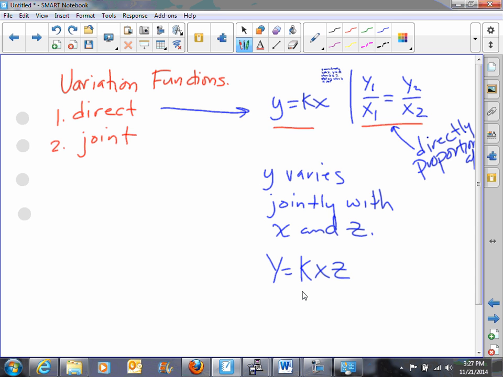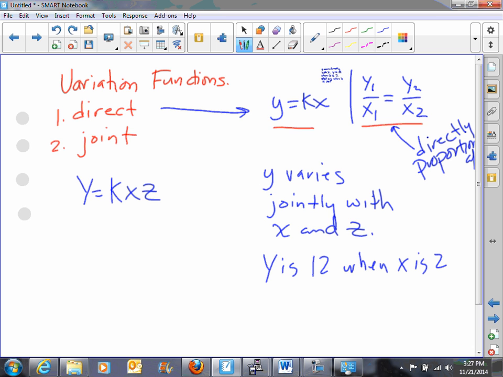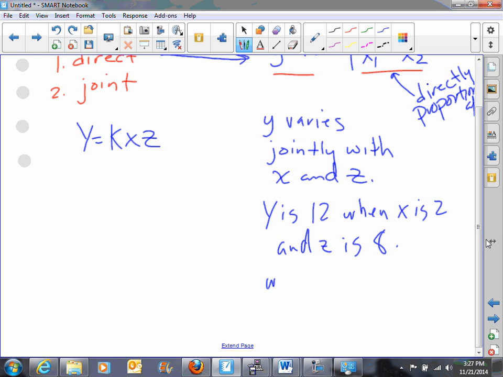What they'll do is they'll say y is 12 when x is 2 and z is 8. What is y when x is 8 and z is 24?